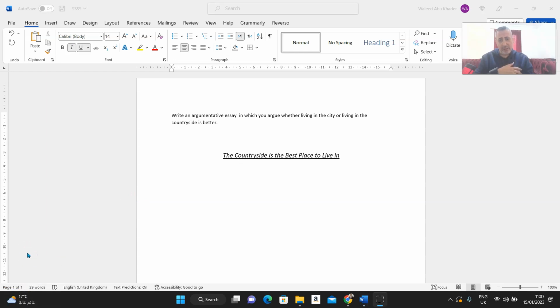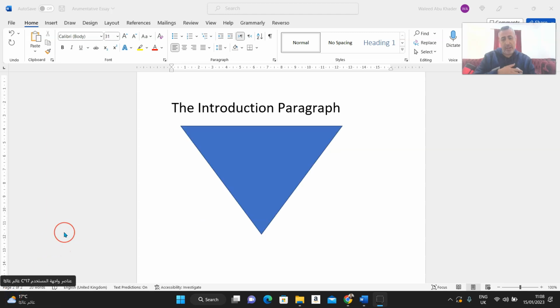My title is "The Countryside is the Best Place to Live in." And notice how the title is capitalized. Okay? All the main words are capitalized. The words that are not capitalized are the article "the", and "to", which is a preposition, and "in", which is a preposition.